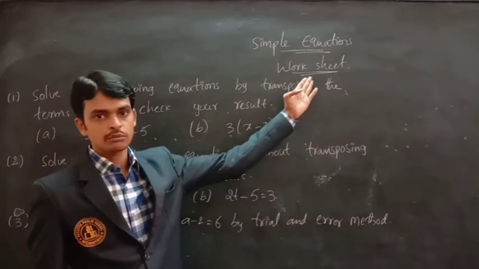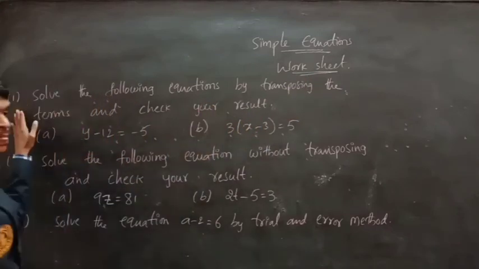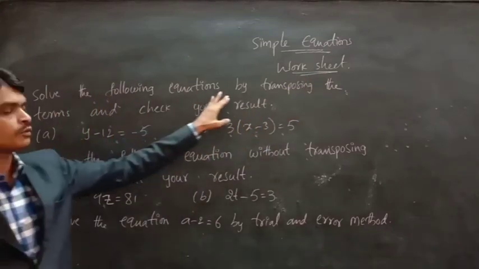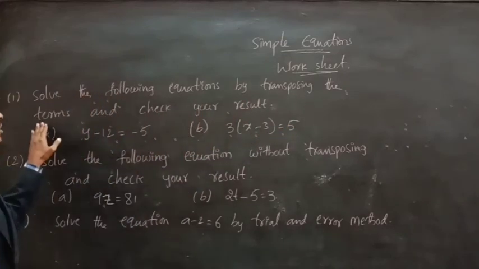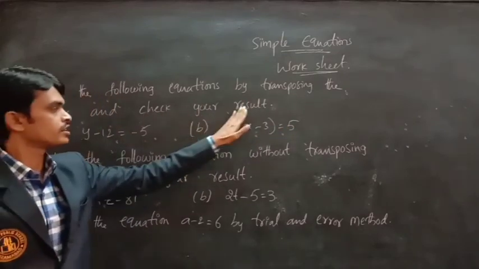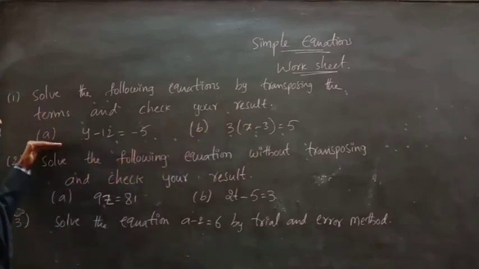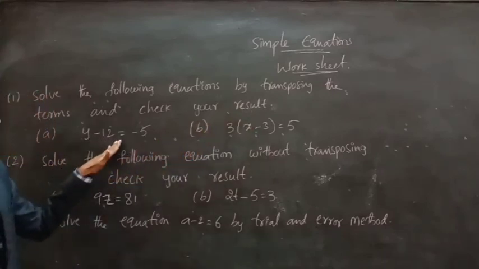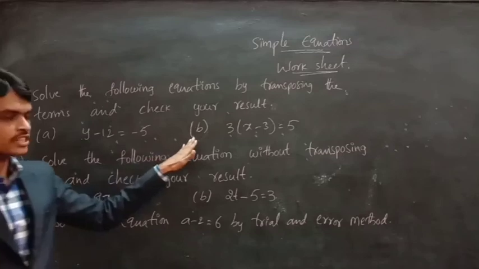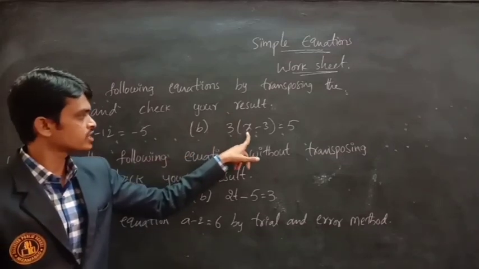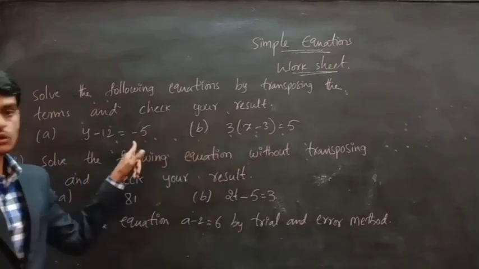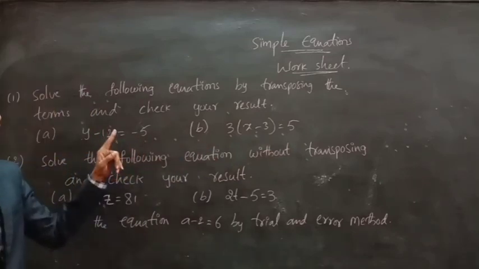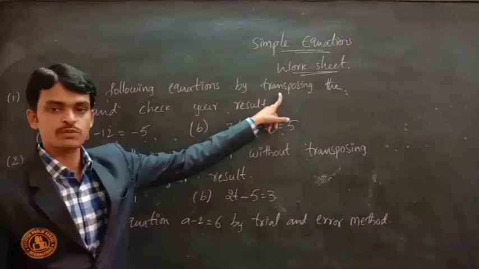Children, this is the worksheet, nothing but homework problems. First one, solve the following equation by transposing terms and check your result. So first one, y minus 12 is equals to minus 5, and second one, 3 of x minus 3 is equals to 5. So these two problems we should solve by using transposing method.